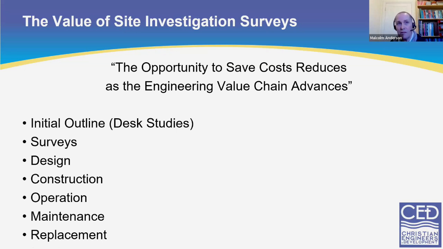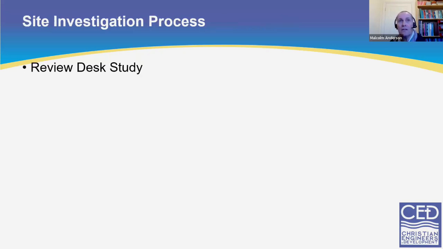So appropriate thought at this stage is very important because that then leads into the design and what is actually built. It is a very key stage in the decision matrix. And there's a nice arrow to show that you've got your reduced cost savings advancing as your project follows through that engineering value chain. The site investigation process, most of you will be very familiar with. Once you get to this stage, you review your desk study. And as I said, you carry out your surveys, of which the first one is the water feature survey, which we'll talk about in a moment.